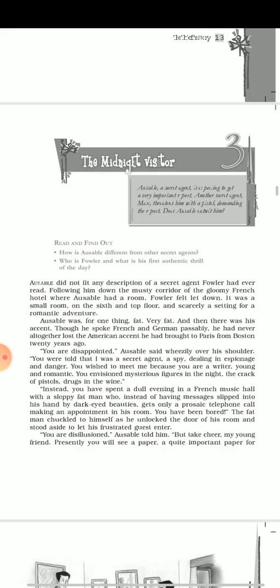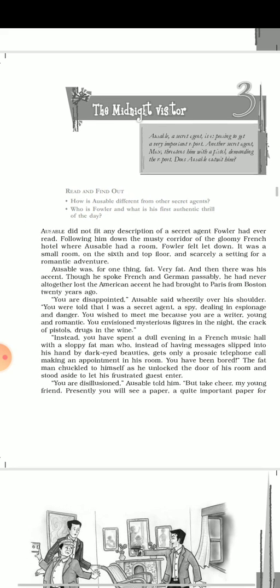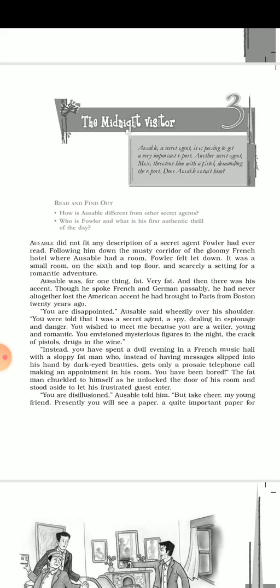So I hope that's clear till now. Next paragraph: Ozable was, for one thing, fat, very fat. As it's shown in the picture itself, he was very fat. And then there was his accent. It means then there was something odd about his way of speaking. There was something different in his speech accent.